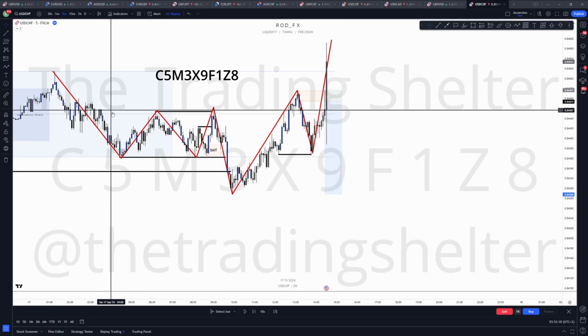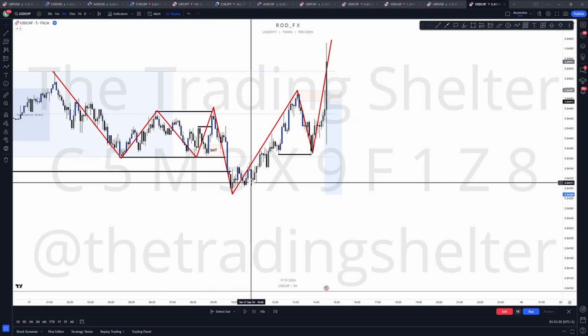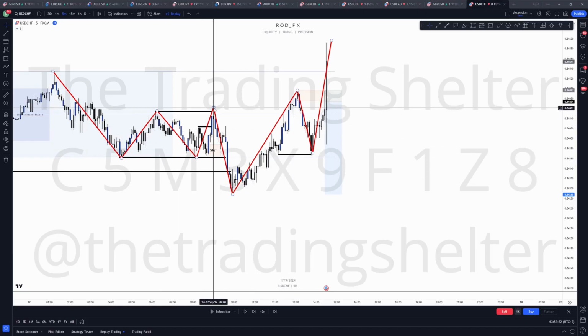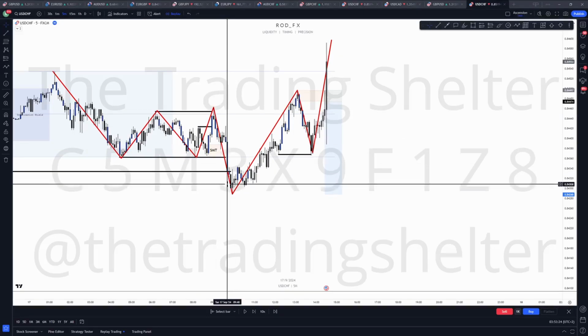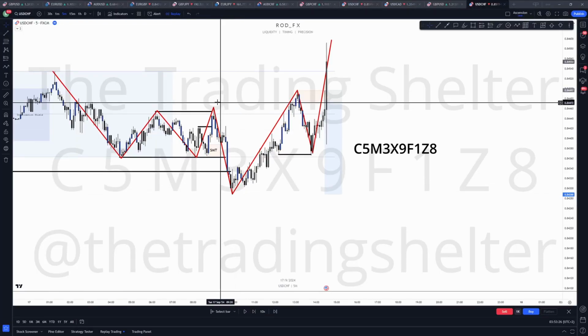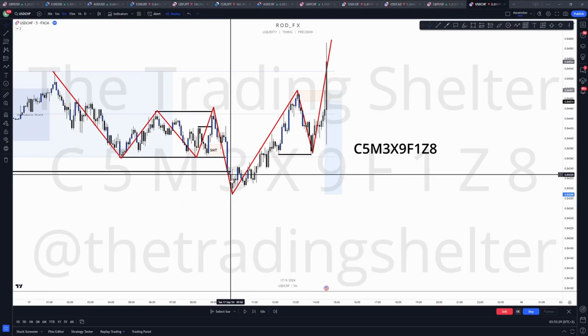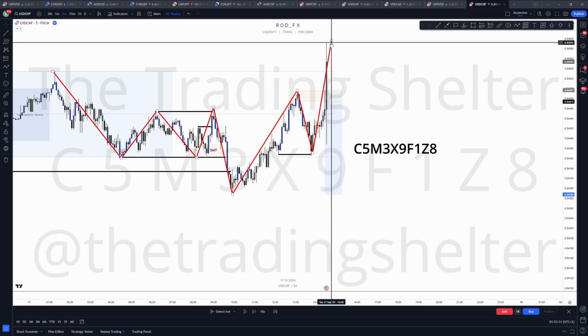FBOS, look at the bigger legs. The FBOS is here. This is actually the FBOS. This one is the FBOS, and now we're just trading away from it.